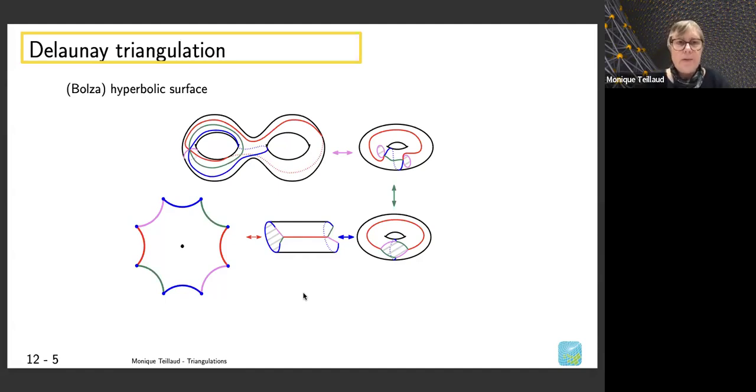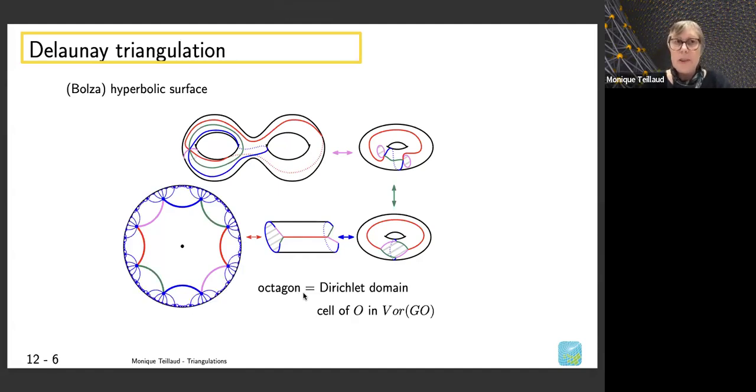This is a very specific surface, the fact that it is a regular hyperbolic octagon. If you take the origin and its images, its orbit under the group G, you get infinitely many points. And the octagon is the Dirichlet domain, which is the Voronoi cell of the origin in the infinite Voronoi diagram of the orbit under the group.